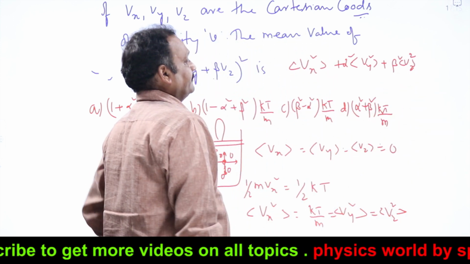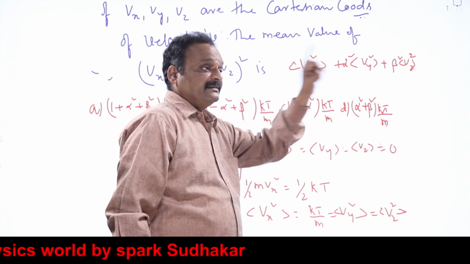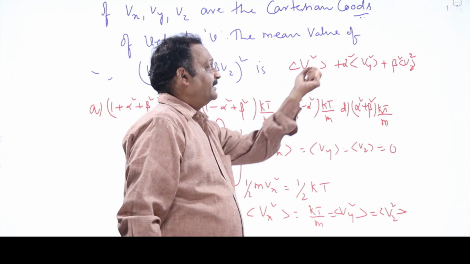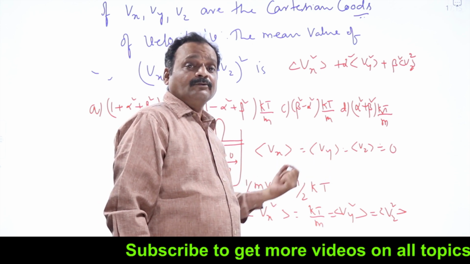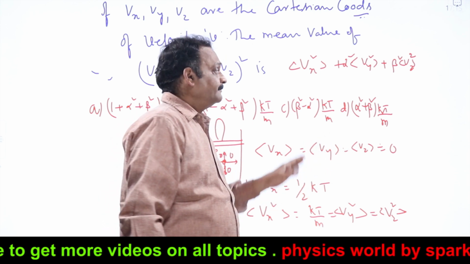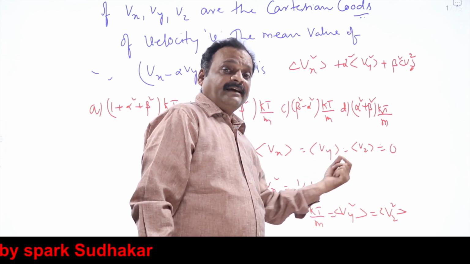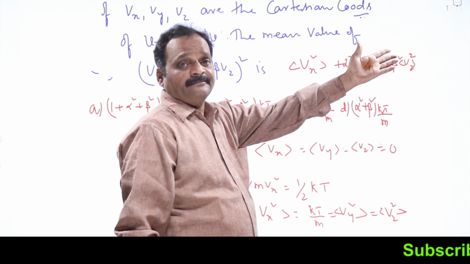Vz square expected value plus a square plus b square plus c square, okay, plus 2ab means 2vx into vy. The average value of vx is 0, the average value of vy is 0, so 2vx vy is equal to 0. 2bc, vy vz, also will be 0. 2ca, vz vx, also will be equal to 0.